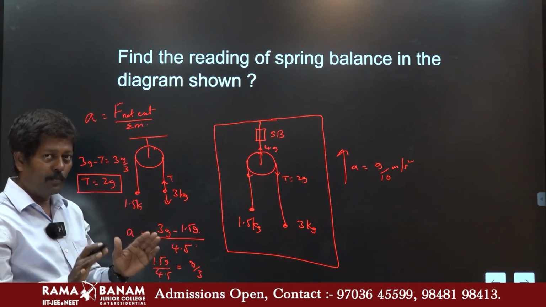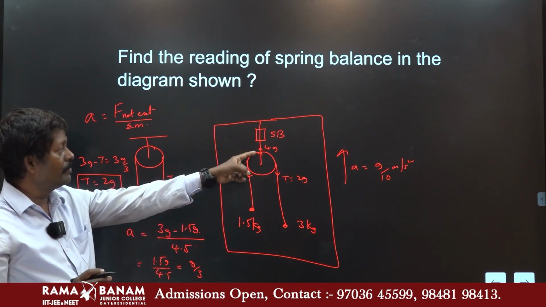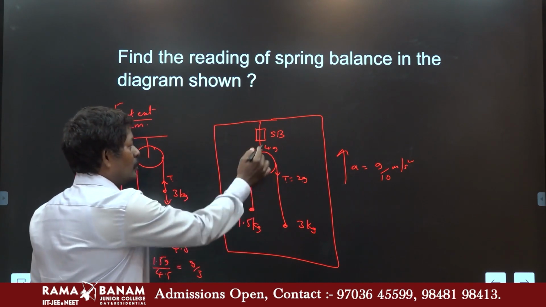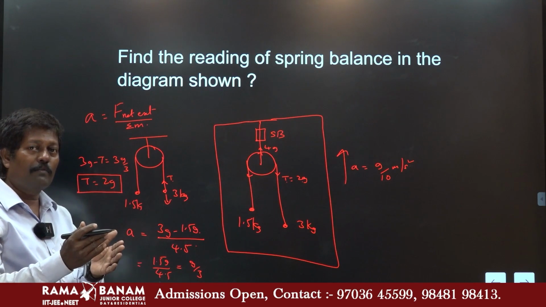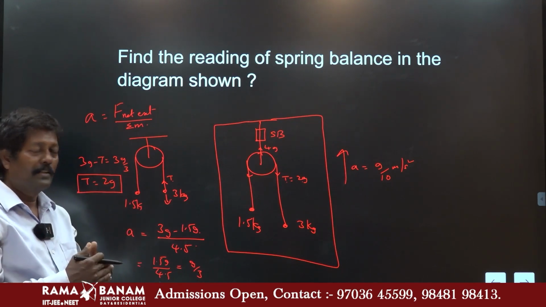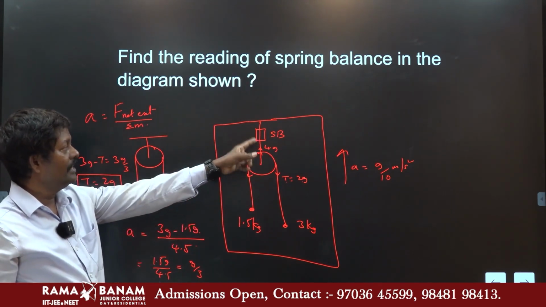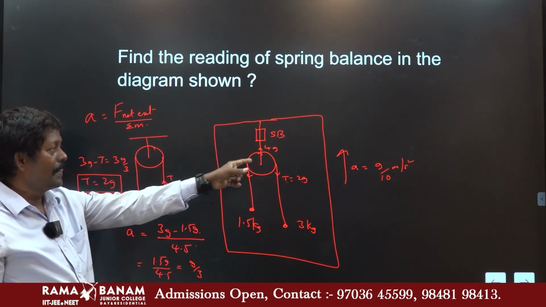That means the reading of the spring balance should be 4 kg if the lift is not moving. If the lift is not moving, the reading of the spring balance should be T plus T, 2T. 2T is nothing but 4g Newton. If you want to convert to kg, divide by g. So you get 4 kg. So the reading of the spring balance will be 4 kg.